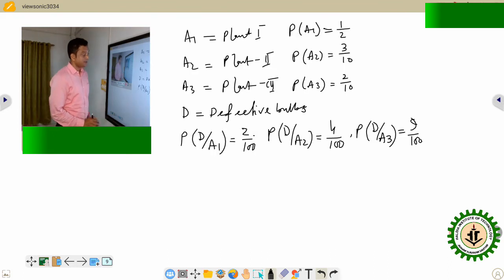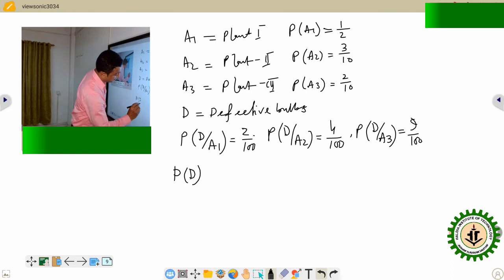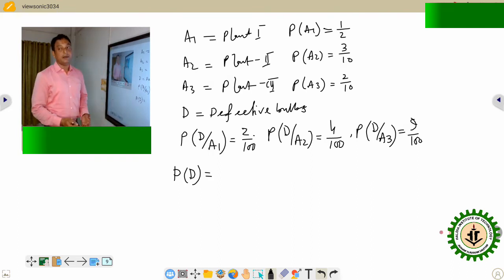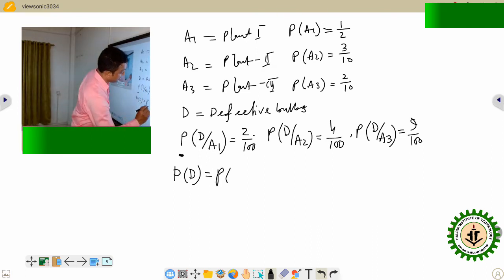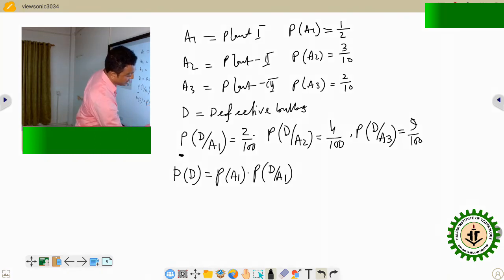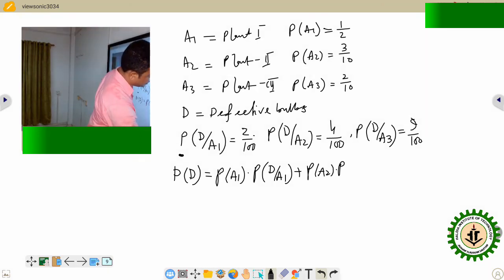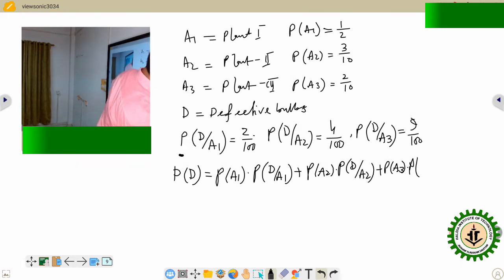So the probability of defective bulbs. Look at this. Before it can be defective, it has to be produced. So we decide this one was produced by plant 1. Then it is found to be defective, which is the probability here. So probability of A1 into probability of D given A1. This is the complete case for plant 1. Next, probability of A2 into probability of D given A2, plus probability of A3 into probability of D given A3. This is the total probability of finding a defective bulb.